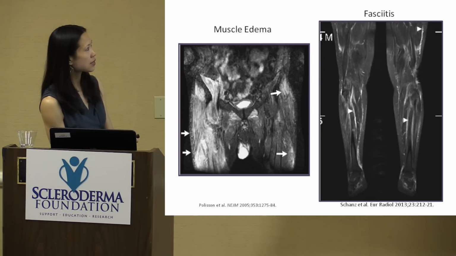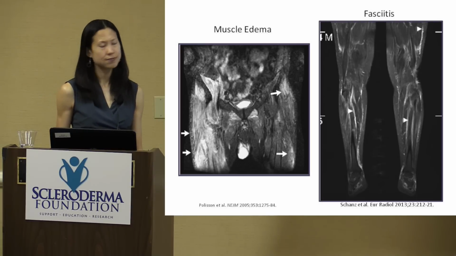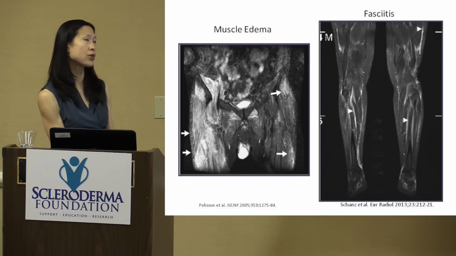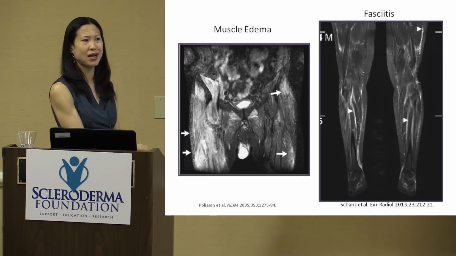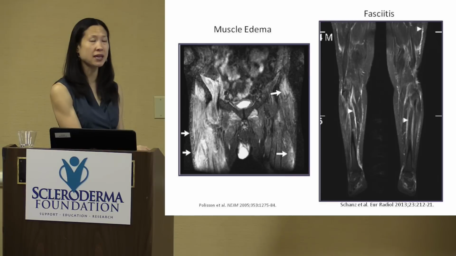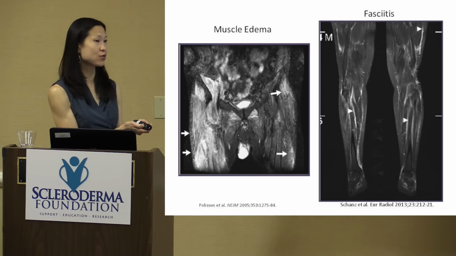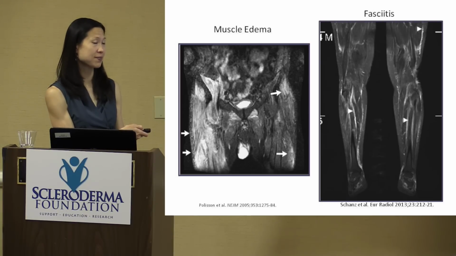And then here you can see the arrowheads pointing to bright signals in the fascia, and that is consistent with inflammation or fasciitis. How much is this related to pain? That's a great question. Pain can be caused by multiple factors, but muscle pain is probably present in at least a third to a half of patients with muscle inflammation. So you definitely want to rule out other causes of muscle pain, but certainly muscle inflammation can be one of the causes of muscle pain.